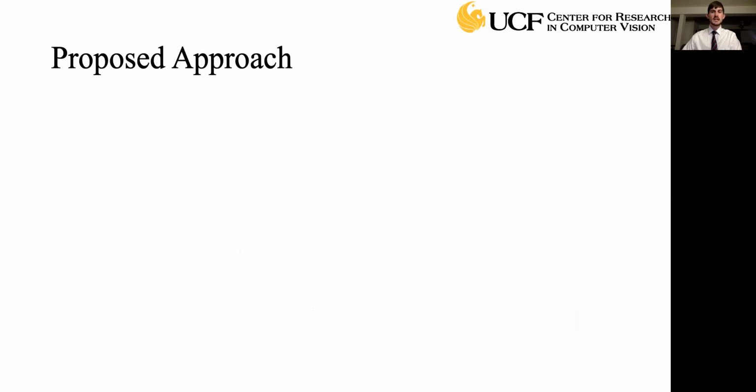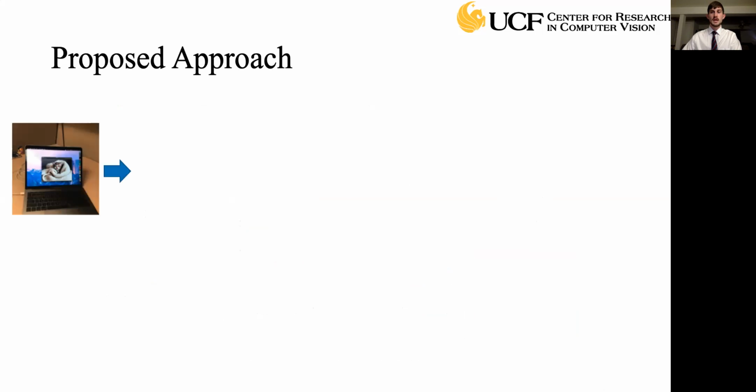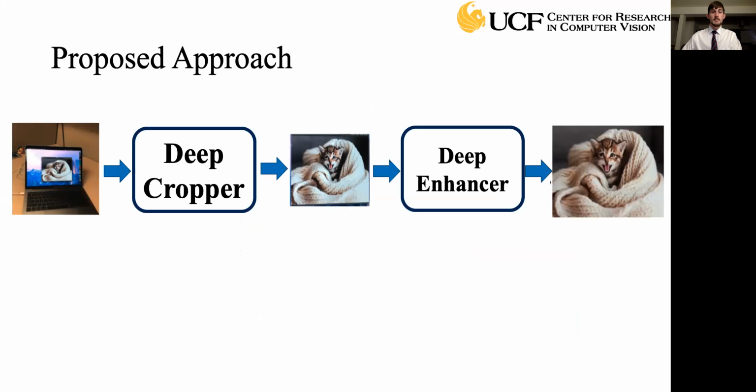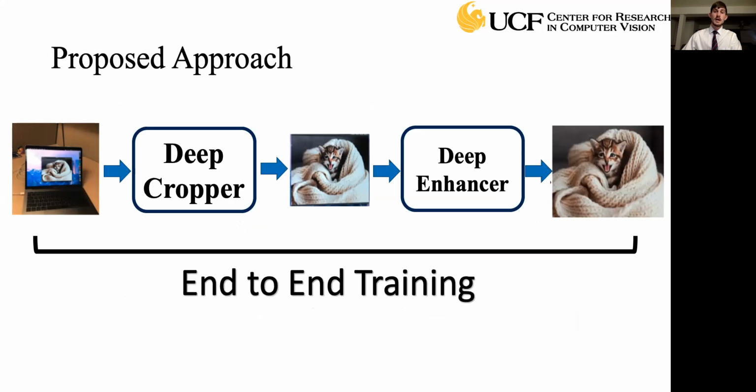Our proposed network is broken into two segments. The deep photo cropper accepts our input photo and outputs a transformed image that is cropped to fit the embedded image. The deep image enhancer accepts our transformed image and outputs a color-corrected image. The segments are trained together end to end. First, we'll take a look at the cropping segment of the network.